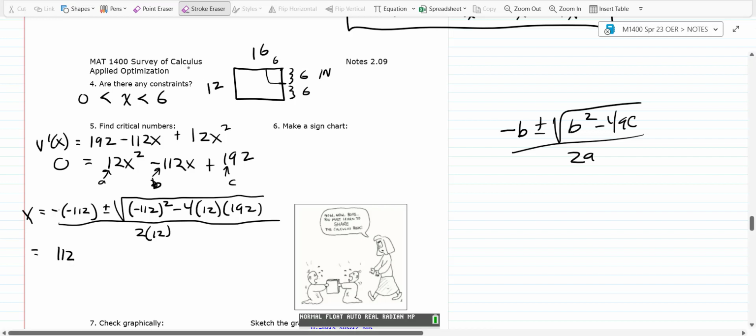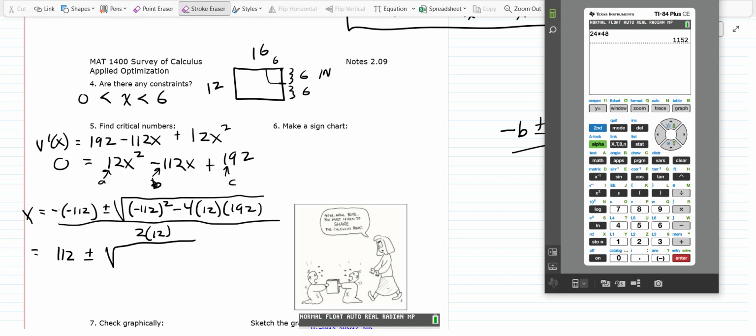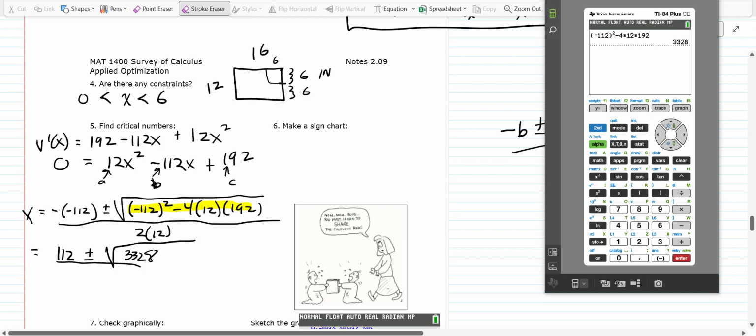Okay, now what I'm going to do on here is we're going to do this on the calculator. So I'm going to just type in what's under the radical. We call that a discriminant. So I'm just going to do exactly what that part tells me to do. So I'm going to do negative 112 to the second minus 4 times 12 times 192. And that'll give me 3,328. And then 2 times 12 is going to be 24 like that.